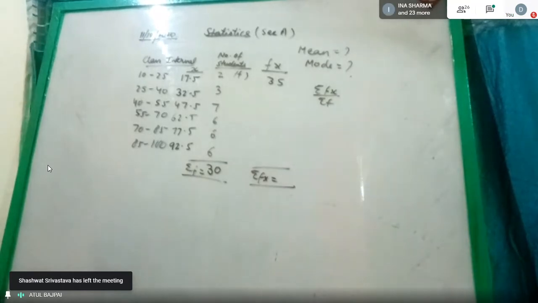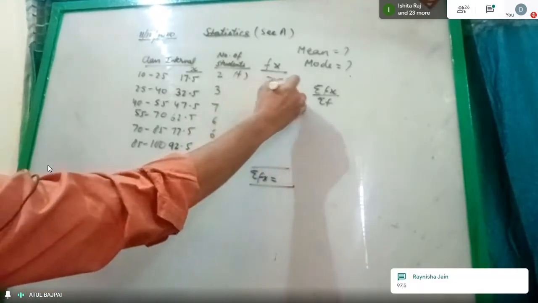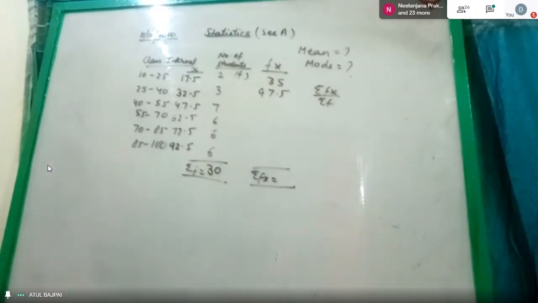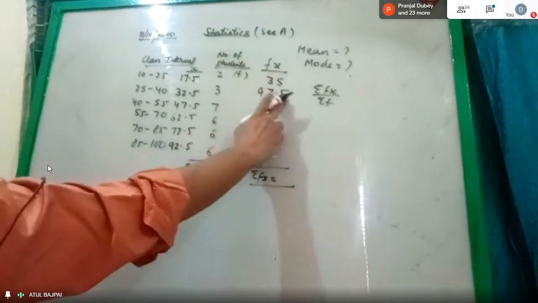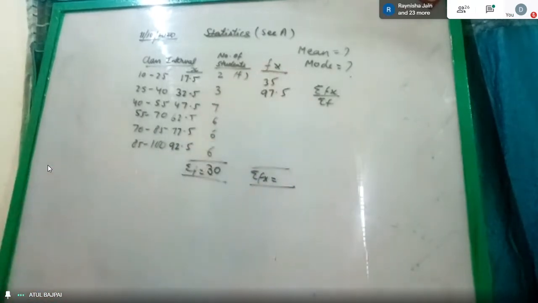First one is correct, 17.5 into 2, 35. Next one, 32.5 into 3, how much? 97.5. So we can write 97.5. Is it the correct way of writing 97.5? Always write with place values. See, additions will go wrong. It is 35, 97.5, like this. It should be clear, even though it's a single decimal place.